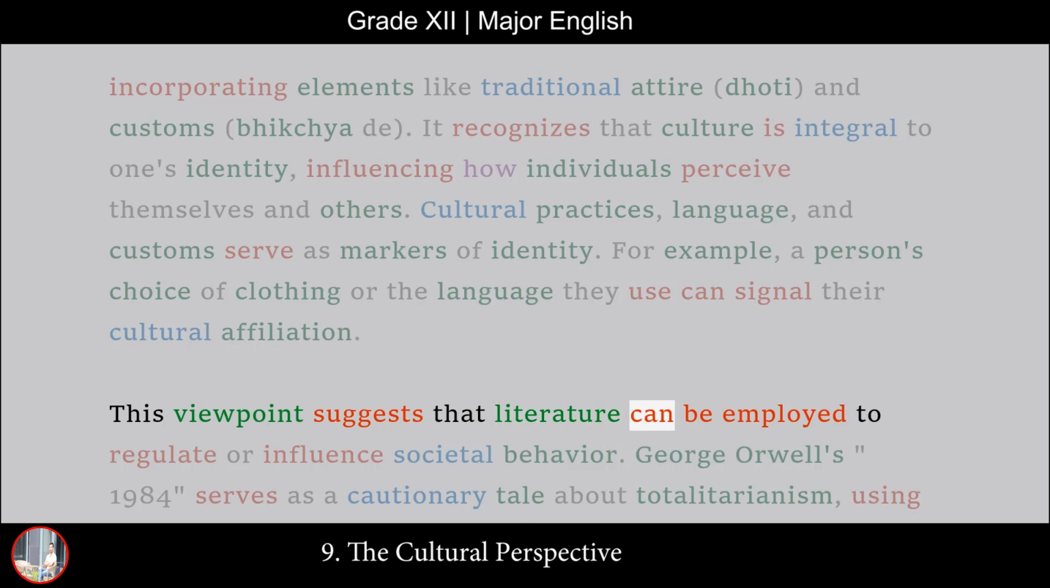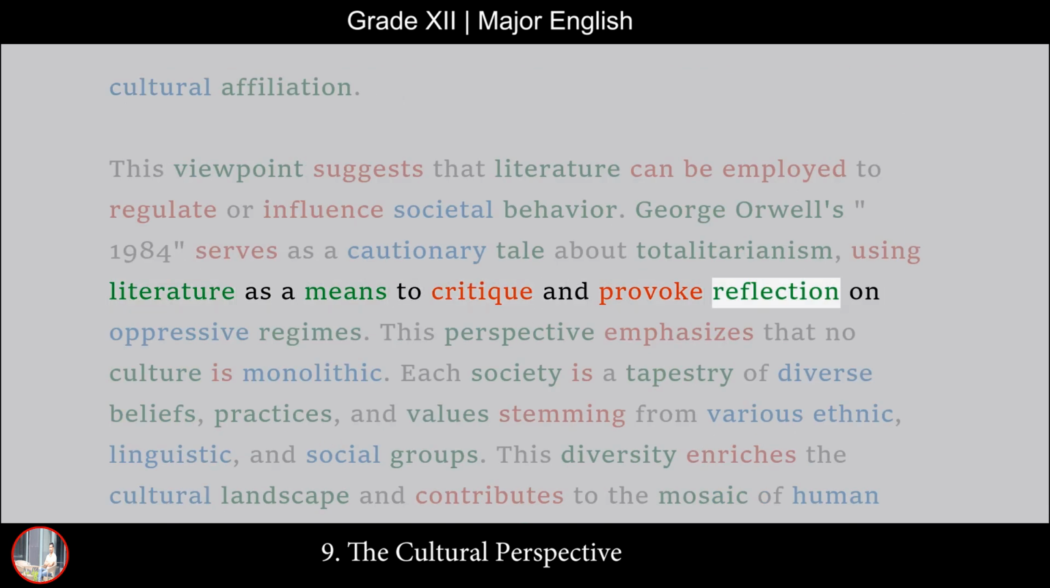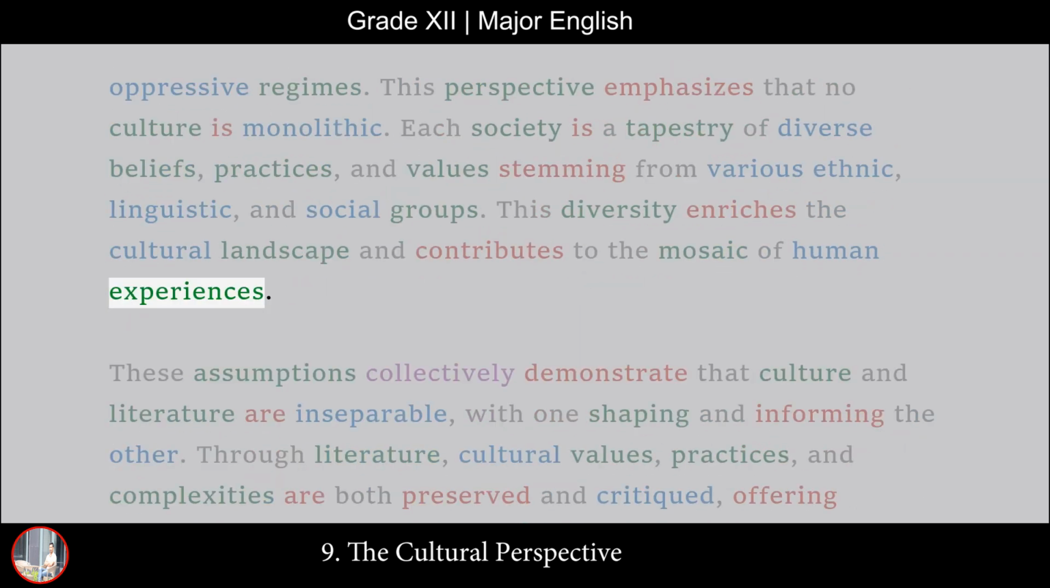This viewpoint suggests that literature can be employed to regulate or influence societal behavior. George Orwell's 1984 serves as a cautionary tale about totalitarianism, using literature as a means to critique and provoke reflection on oppressive regimes. This perspective emphasizes that no culture is monolithic. Each society is a tapestry of diverse beliefs, practices, and values stemming from various ethnic, linguistic, and social groups. This diversity enriches the cultural landscape and contributes to the mosaic of human experiences.